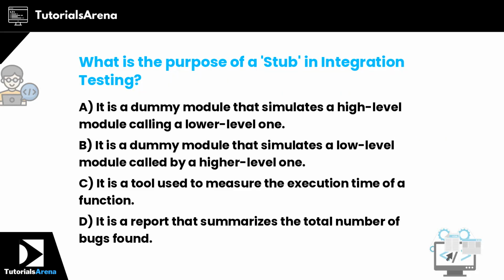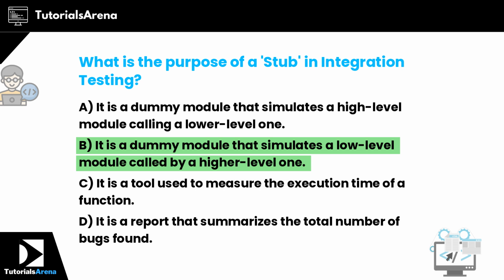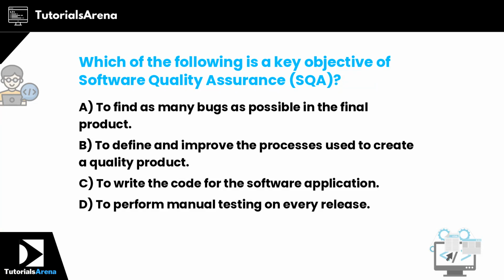What is the purpose of a stub in integration testing? The correct answer is option B. It is a dummy module that simulates a low-level module called by a higher-level one. Which of the following is a key objective of software quality assurance, SQA? The correct answer is option B. To define and improve the processes used to create a quality product.